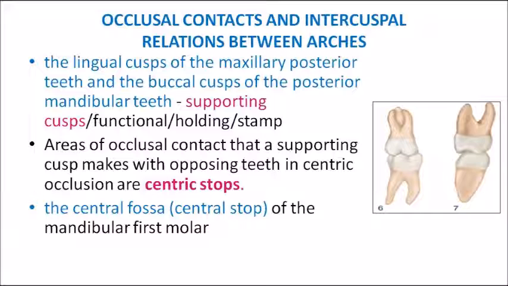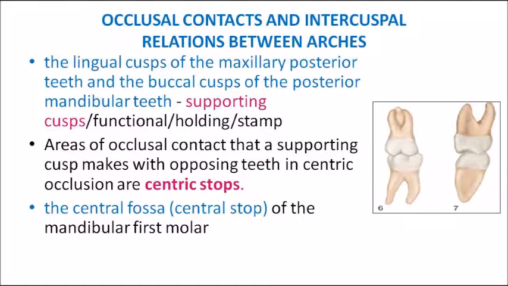Now the area of occlusal contact that a supporting cusp makes with the opposing teeth in centric occlusion is called the centric stop. For example, the lingual cusp of the maxillary posterior teeth, your supporting cusp, makes contact with the central fossa of the mandibular molar. That area on which the supporting cusp makes contact in the opposing arch is called the centric stop. So we have learned two terminologies: the supporting cusp, also known as functional, holding or stamp cusp, and the centric stop.